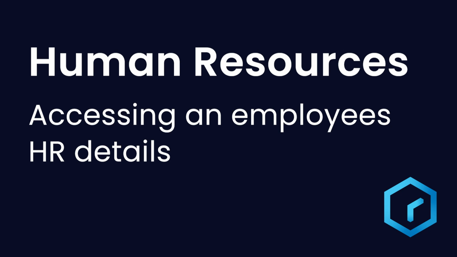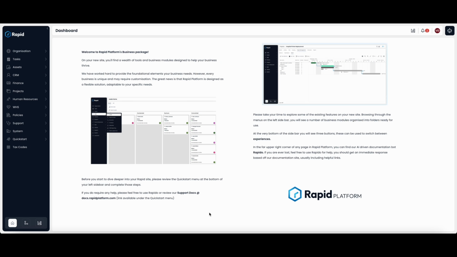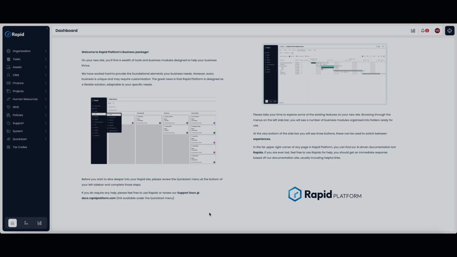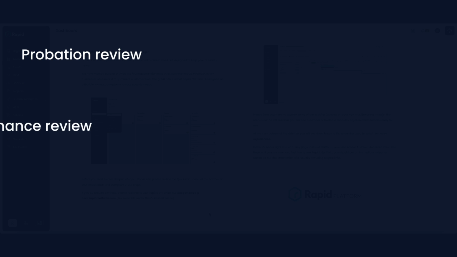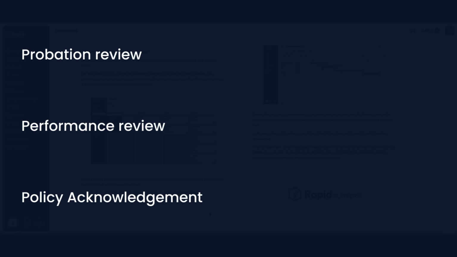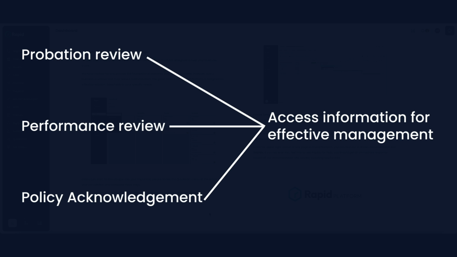Accessing an employee's HR details. There are 3 HR processes that can be administered to an existing employee. These are Probation Review, Performance Review, and Policy Acknowledgement. For effective management, the managers can access the information about these from within the subject employee's record.